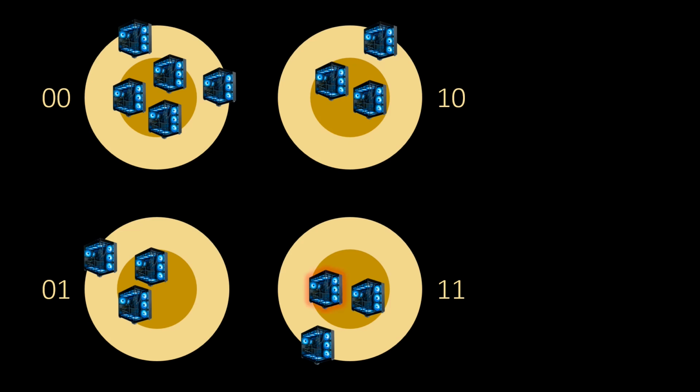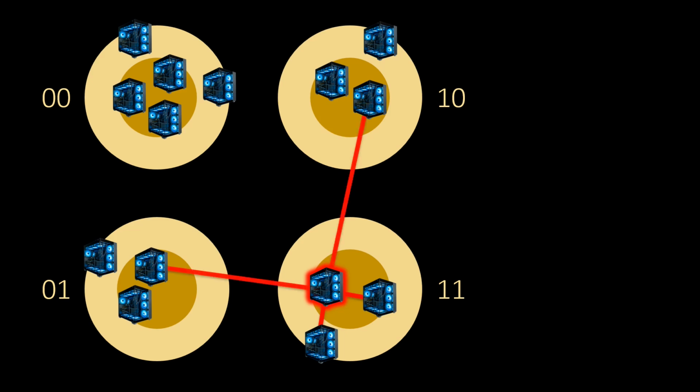Let's discuss this from the point of view of this machine here. First, the machine needs to be connected to all machines in the same node. These connections make sure that our machine knows what's going on in its node. Then it also needs to connect to machines in neighboring hypercube nodes. It could be connected to all of those neighboring machines, or to just some of them.